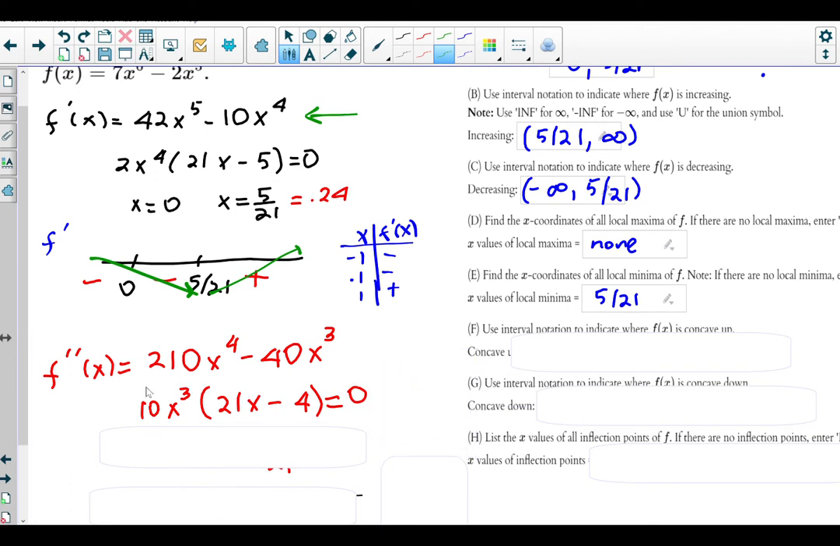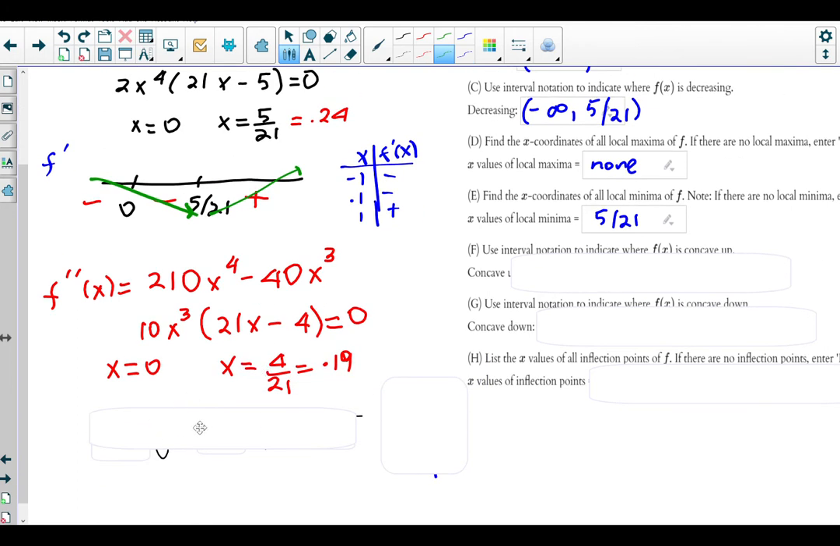If 10x to the 3rd is 0, you can divide both sides by 10. So x to the 3rd is 0, and cube root of 0 is 0, so x will be 0. If 21x minus 4 is set equal to 0, 21x equals 4, x is 4 over 21, roughly 0.19.